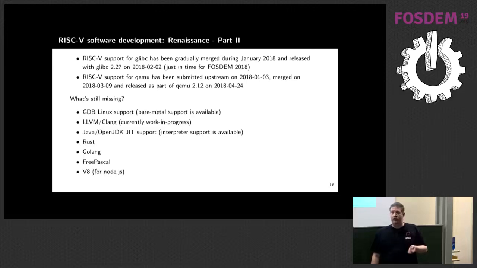Java has been a problem. We have Java support now, but only interpreter support, not just-in-time compiler support. So Java works, but it's dog slow. Getting JIT support is still quite a bit of work. Rust depends on LLVM. Golang is something that, to my knowledge, nobody is working on. Well, I worked on Golang earlier. So okay, somebody is working on Golang.